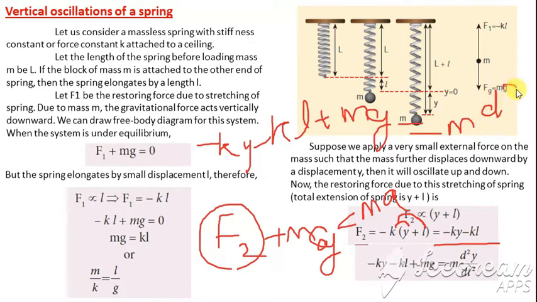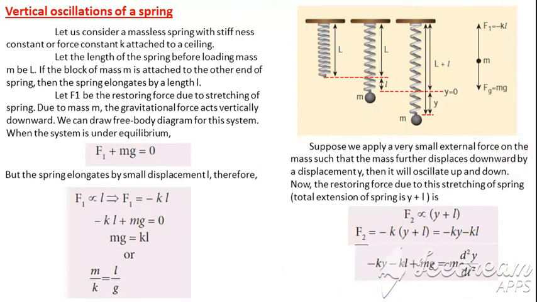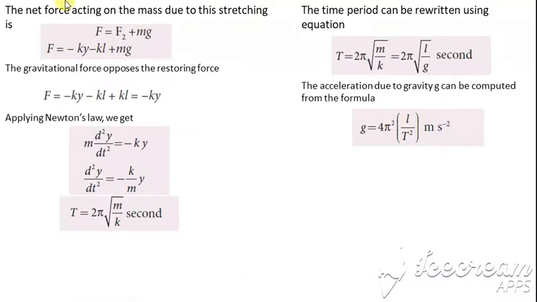So instead of a, we are writing d square y divided by dt square. Yes, so this is the equation which we have got for the second one. Clear? So next, F is equal to F2 plus mg. This is the net force. So F2 is equal to what? Minus Ky minus Kl, plus mg.